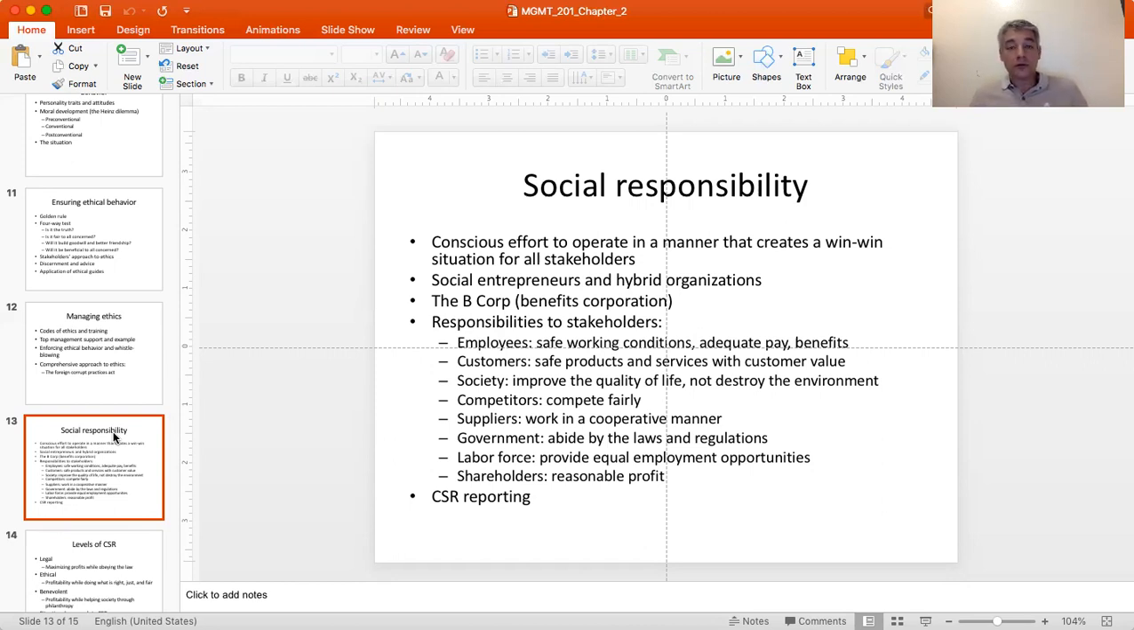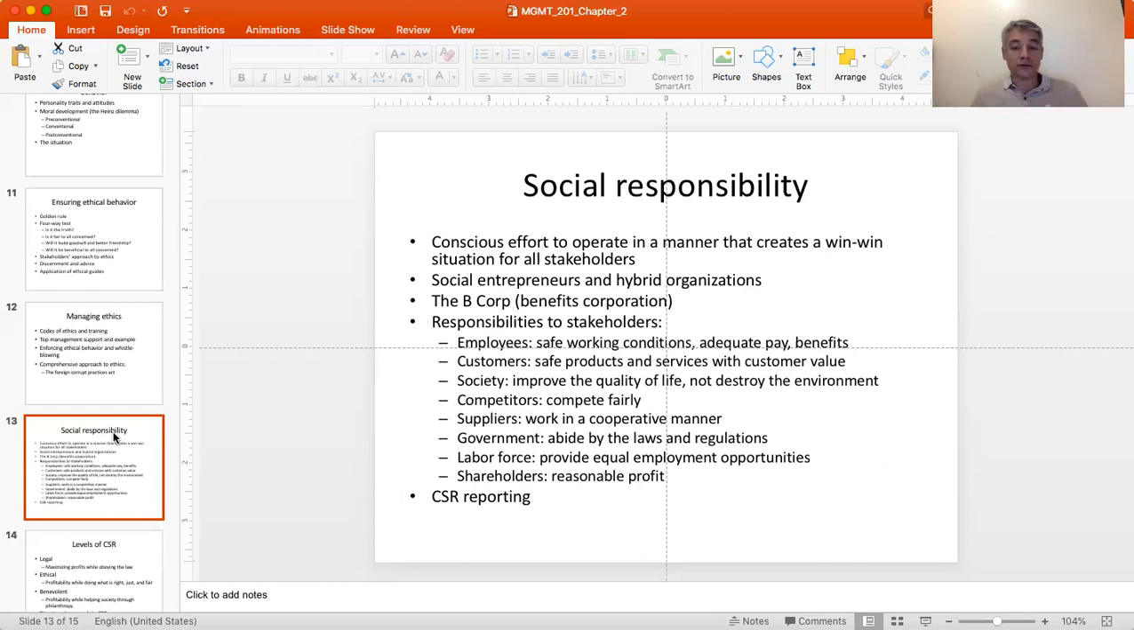With competitors, you have to compete fairly, right? You don't engage in questionable behaviors, you don't spread lies, you don't undercut them. You try to make sure that everybody is guided by the same rules and principles. With suppliers, you work in a cooperative manner. It could be that your supplier is not necessarily a powerful organization, but you do not abuse your power to get preferential treatment just to make your shareholders somewhat richer. You look after their benefits as well.